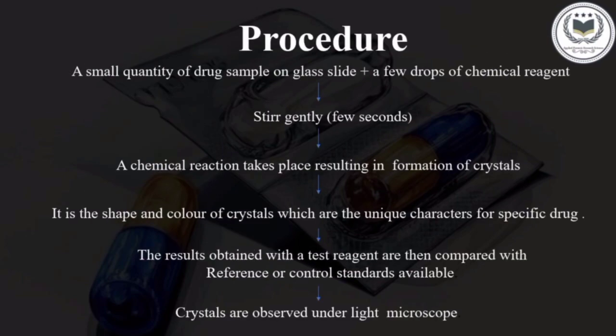Let's see the procedure. A small quantity of drug is placed on a glass slide and a few drops of chemical reagent are added. Stir it gently. A chemical reaction takes place, resulting in formation of crystals. It is the shape and color of crystals which are unique characters for that specific drug. The results obtained with the test reagent are then compared with references. Crystals are observed under a light microscope.